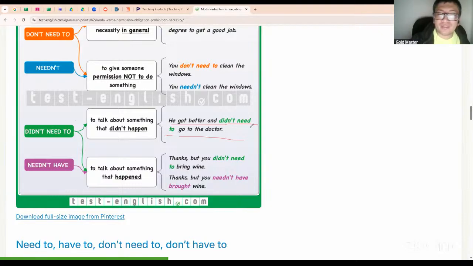If I have to say this in Spanish translating, it would be something like this. Él mejoró y no necesitó ir al doctor. You could say the same way. Remember that needn't, guys, needn't is to give someone a permission not to do something. That means it is present every time. All right, that's it.